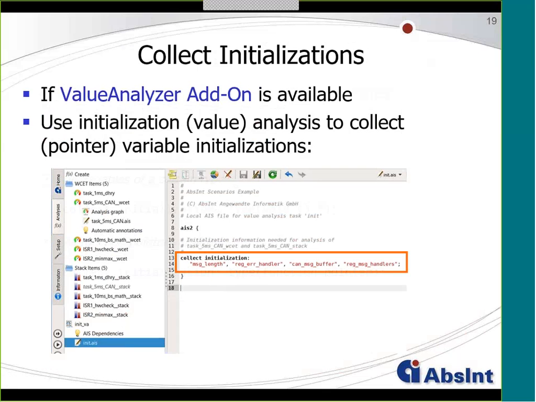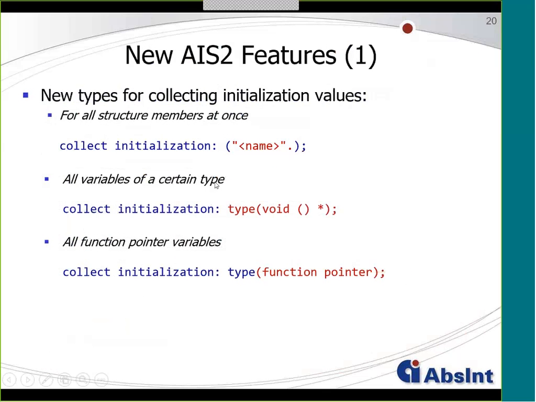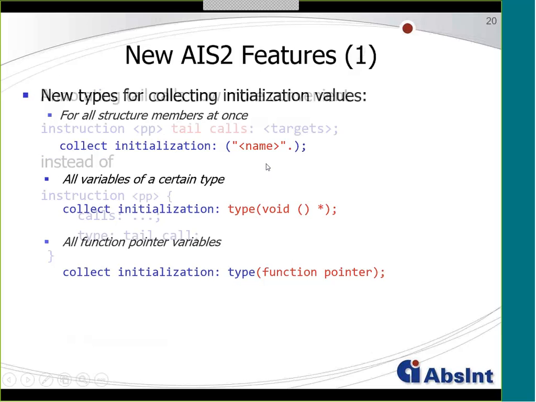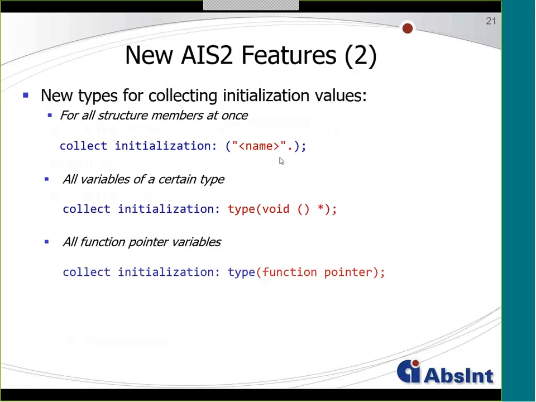And now we have extended that by also supporting the following patterns. You can say collect initialization, and then you provide a global structure variable, and by just providing that dot here, that indicates to the analyzer to collect the initializations for all the members, instead of just providing individual members here. That's, we think, a convenient way to collect these structure members' initializations.